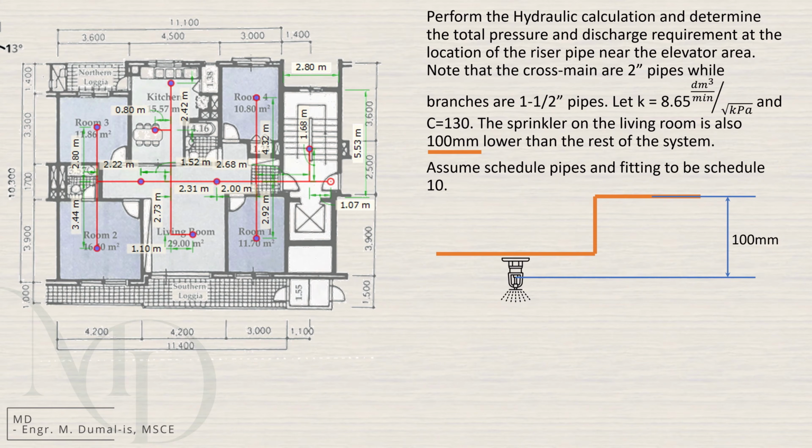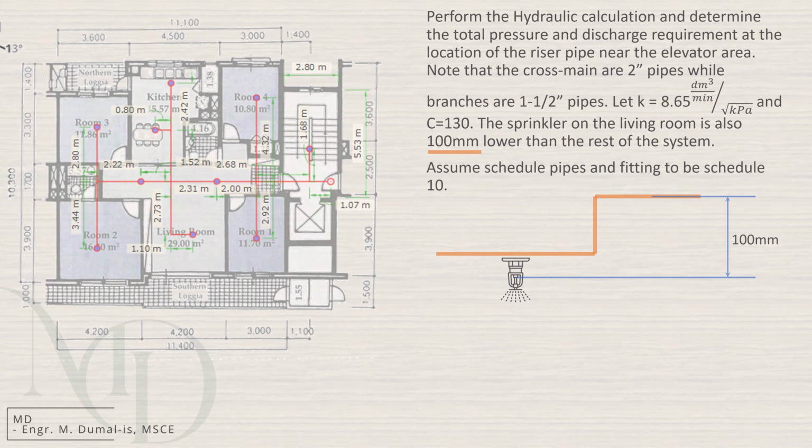The sprinkler in the living room is installed 100 millimeters lower than the others. This difference in elevation will affect the pressure demand calculation later on, since elevation changes can either increase or decrease the required pressure at that sprinkler head.